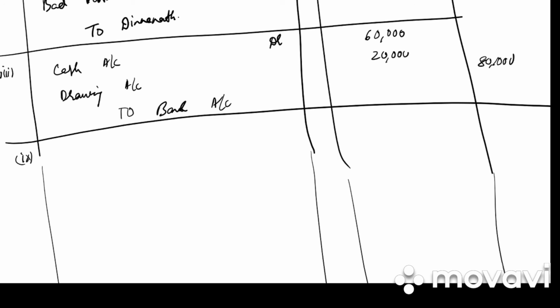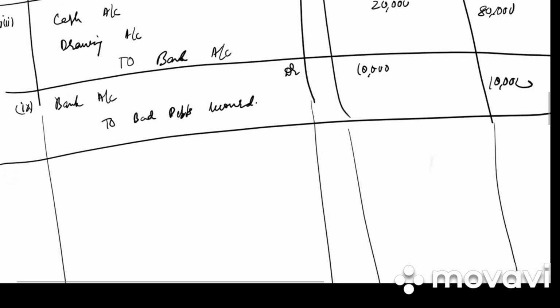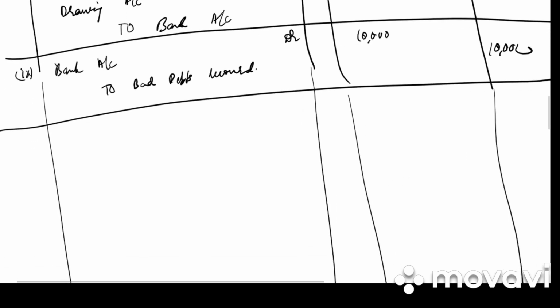Write down ninth one. Received a check for bad debt written off last year, 10,000. So last year's bad debt we got this year. So bank account debited to bad debts recovered. 10,000 debit, 10,000 credit. Write down the narration. Bad debts recovered.